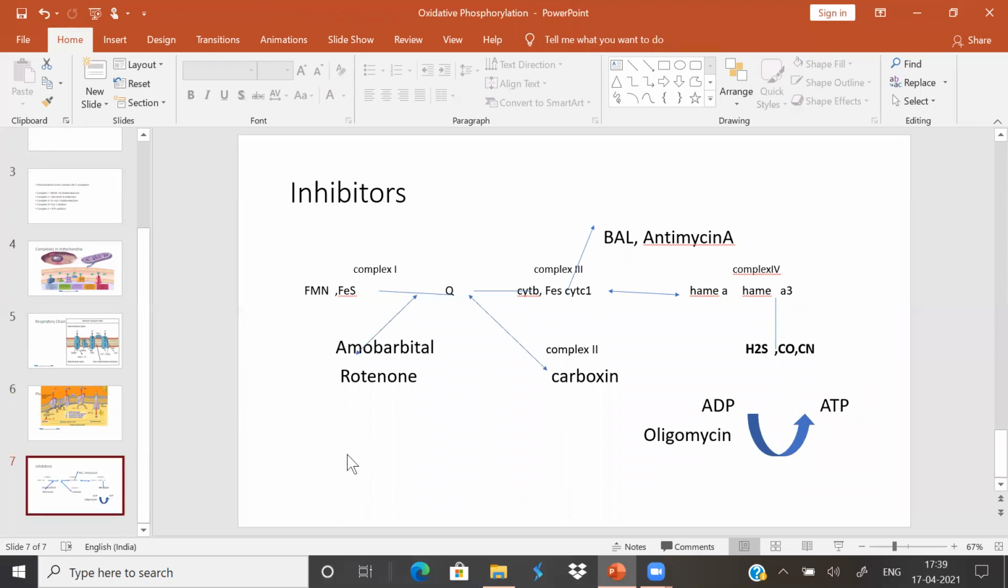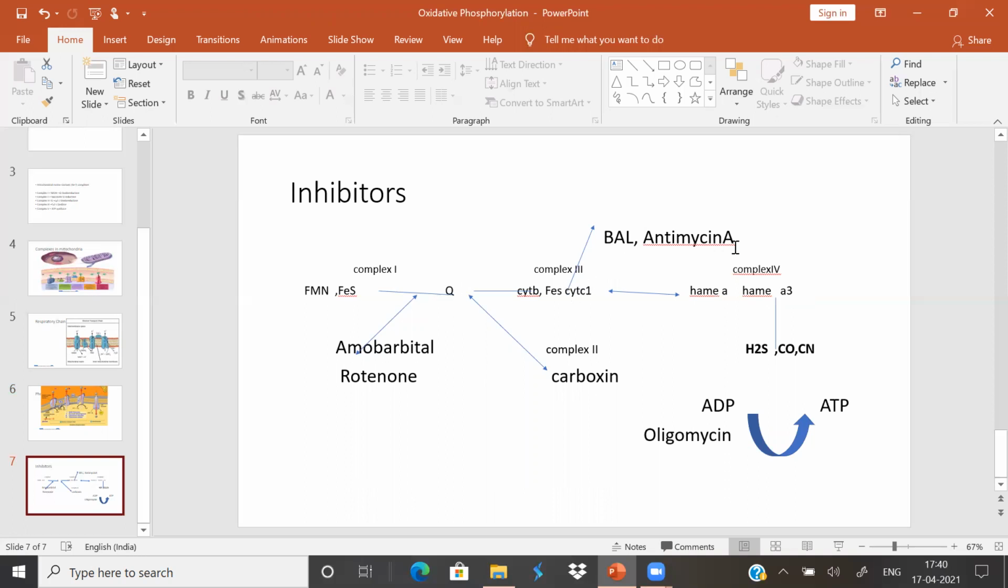Now some inhibitors of the respiratory chain. Two inhibitors block the transfer of electrons from the FMN FeS center to the Q protein, and these two inhibitors are amobarbital and rotenone. One inhibitor, carboxin, inhibits the transfer of electrons from complex 2 to the Q protein.